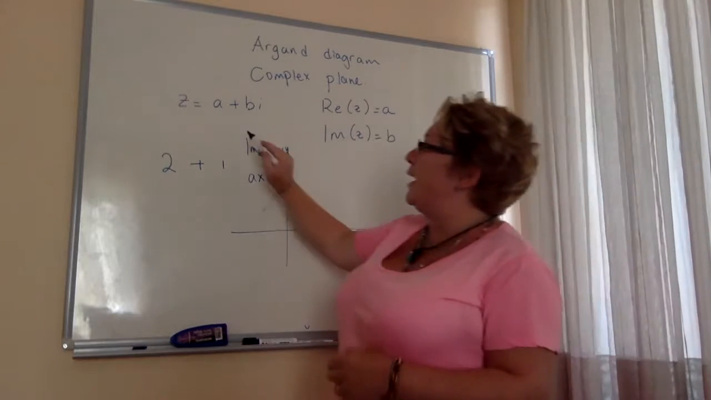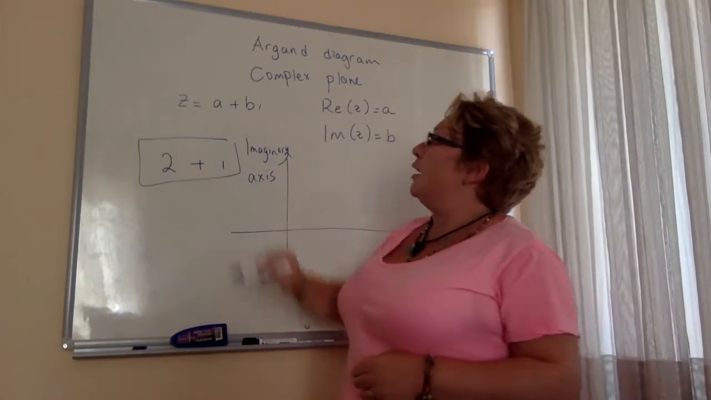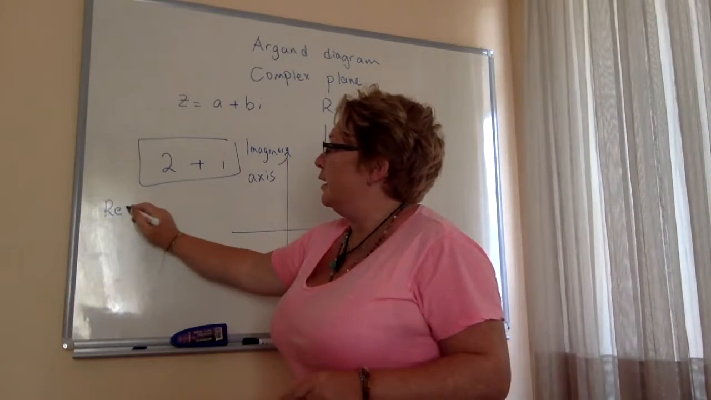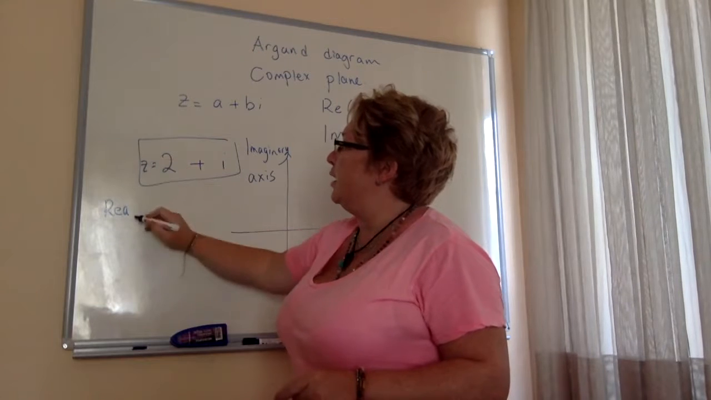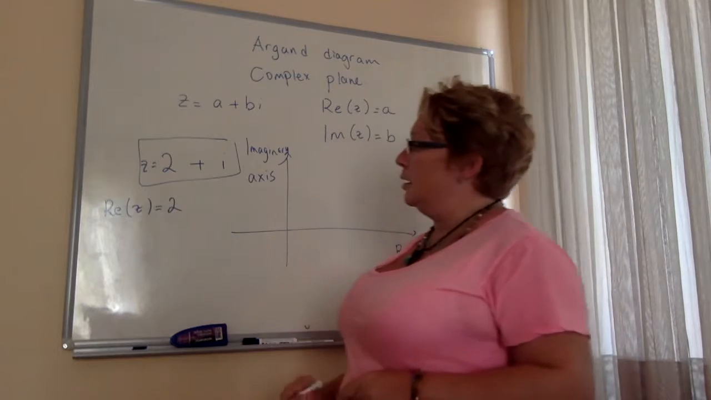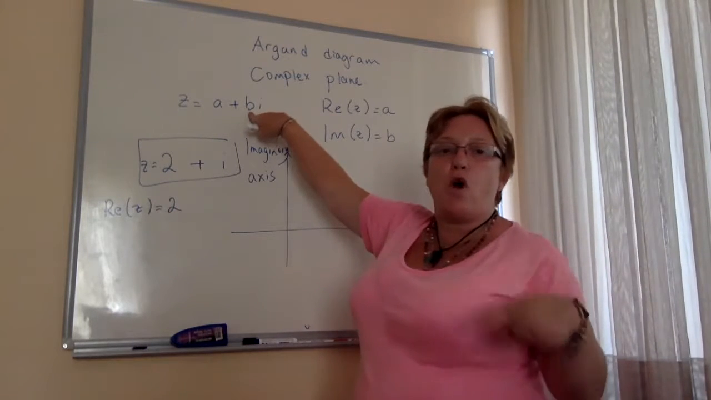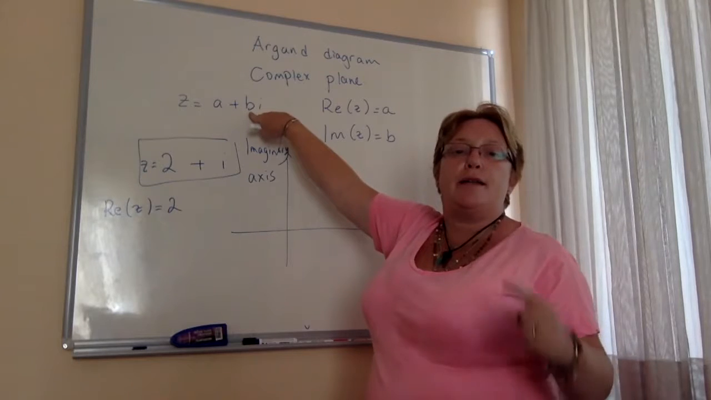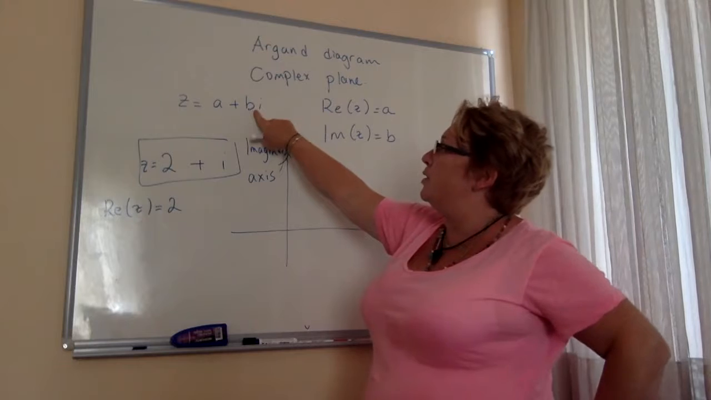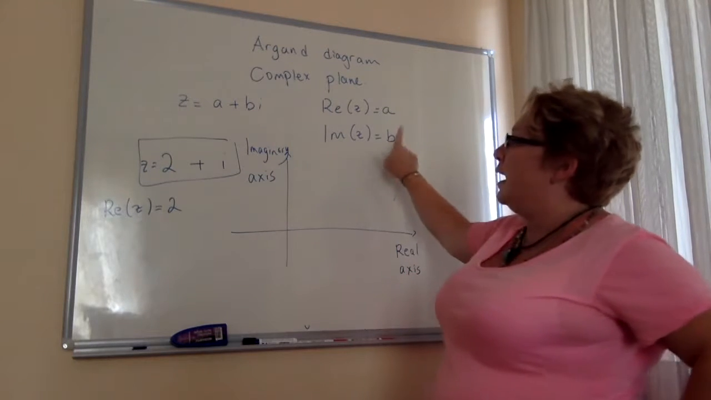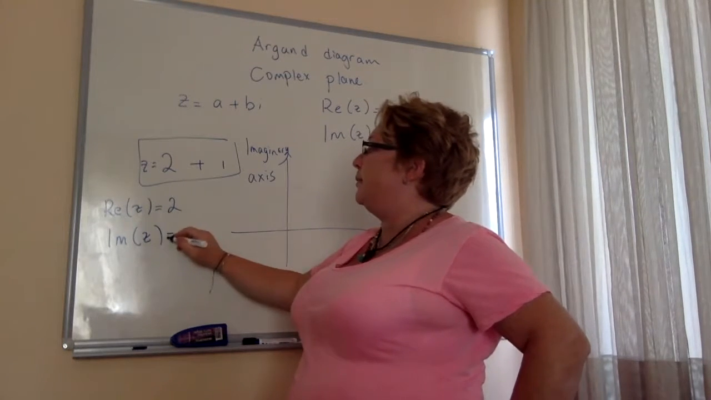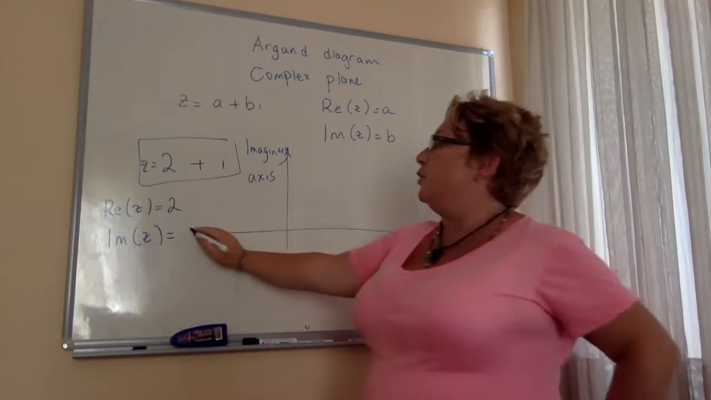For instance, if we're looking at this complex number 2 plus i, the real part is 2, and the imaginary part is the coefficient before the imaginary unit, or i. So the imaginary part of my number z is simply b, and in this case the imaginary part for 2 plus i would simply be the coefficient before i, which is 1.